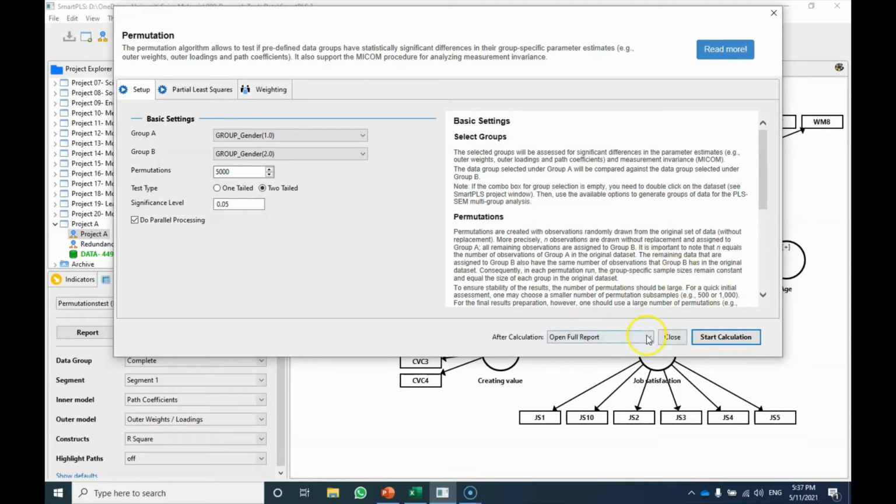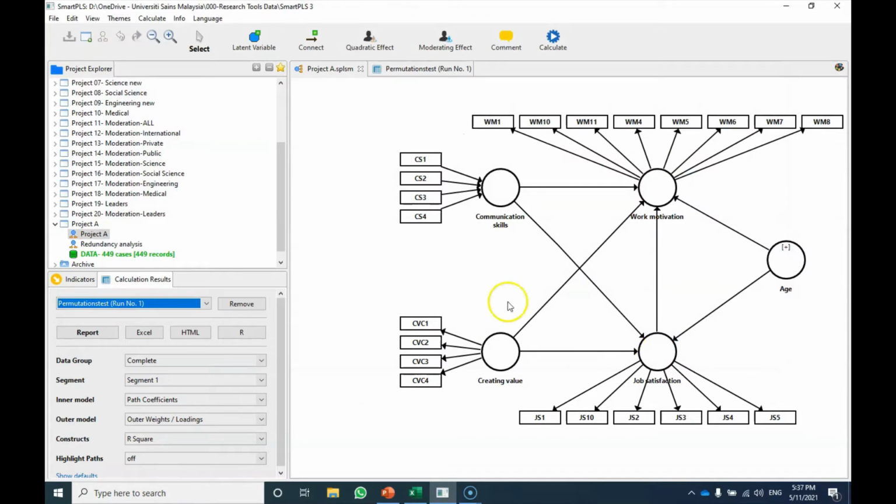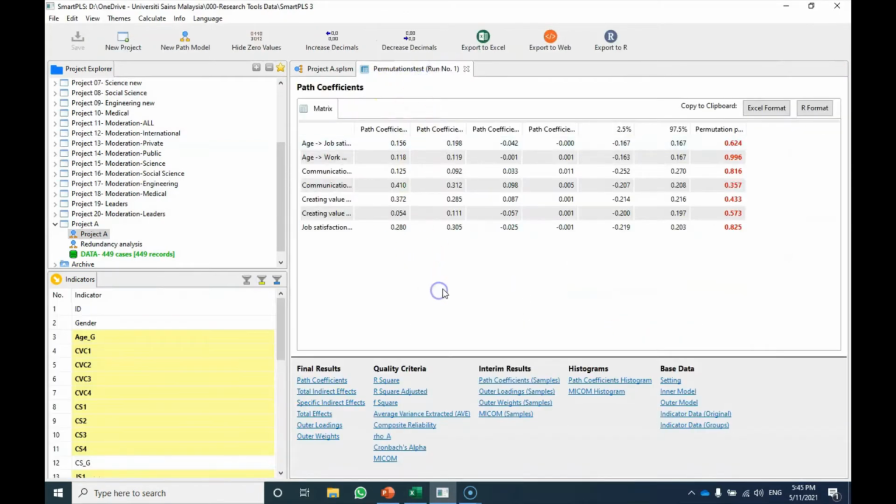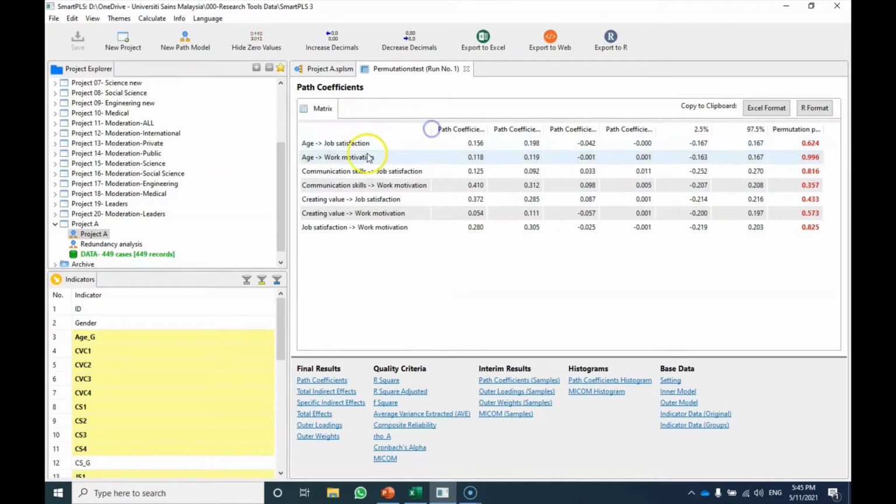But right now I'm not going to do this because we have already done this and we have the results here. Now let's focus on the interpretation of the results. So we have all of the paths here, the path from age to job satisfaction, the path from age to work motivation, and also all the other paths. We have the path coefficients for group 1, and group 1 means male participants in my study, and we have the path coefficients for group 2, and group 2 means female people in my sample.